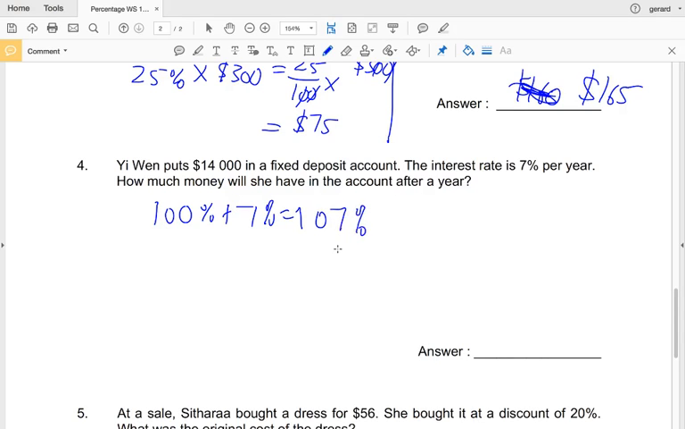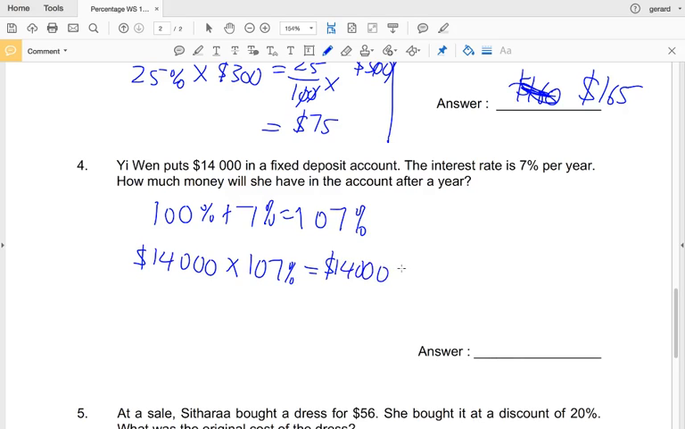Okay, so take note for this 107%, there's another way we can do this actually. We can take the 14,000 times the 7%, then we'll get a pretty small amount, and then we just add it together to the 14,000, we'll still get the same answer. But we can also use this method which might make it a little bit faster, especially if you're using a calculator. So here you have 14,000 times 107%.